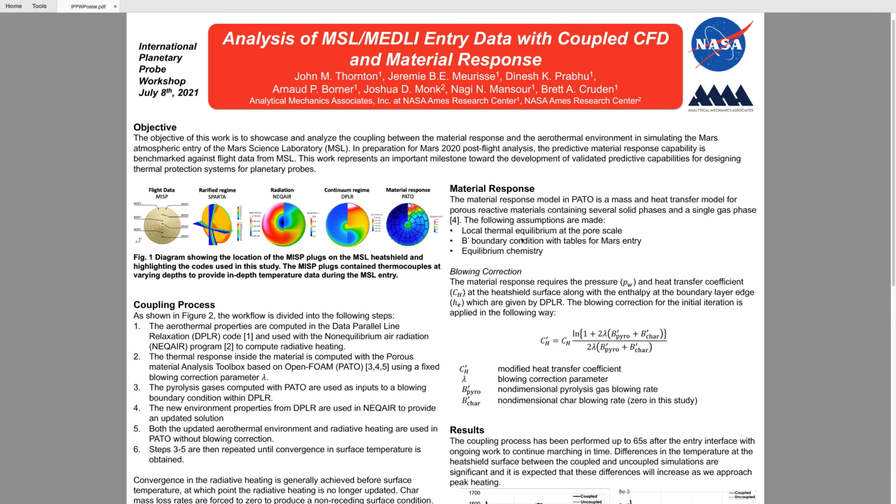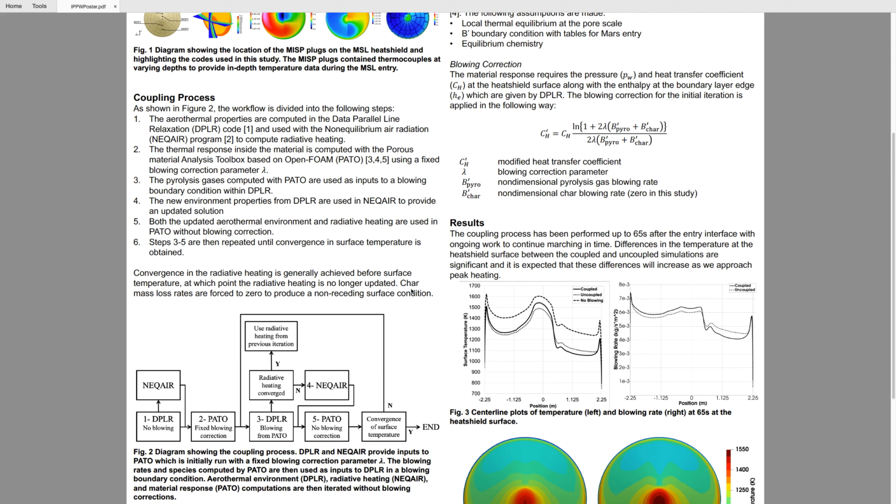The coupling process is shown down here in Figure 2. First, the aerothermal properties are computed in the Data Parallel Line Relaxation, or DPLR, code, and then used with the Nonequilibrium Air Radiation, or NEQAIR, program to compute radiative heating. With the outputs from these codes fed into PATO with a fixed blowing correction, the pyrolysis gases are then computed along with the material response.